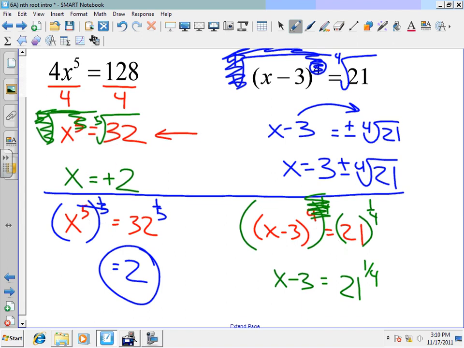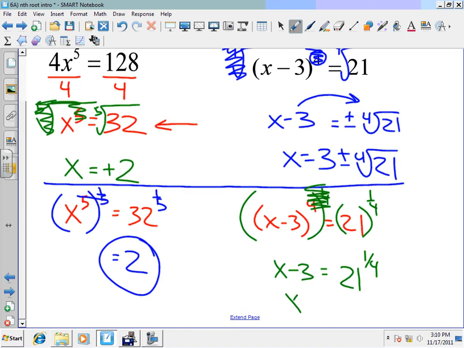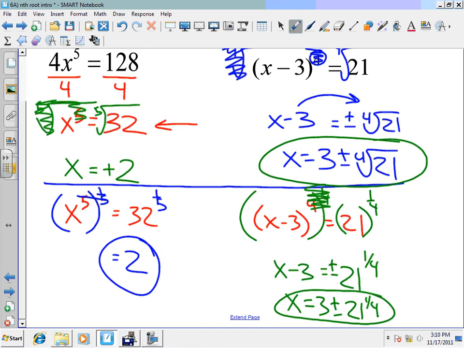Okay? And again, if you want to show it that way, x is equal to 3 plus or minus. Now again, don't forget that plus minus because it's an even root, 21 raised to the 1/4 power. Okay? And again, that's just showing it in exponential form. Here we have it in radical form. Okay? So that is the difference between the two.